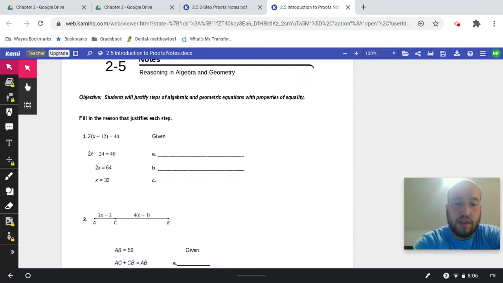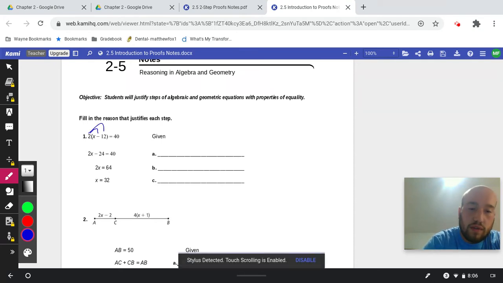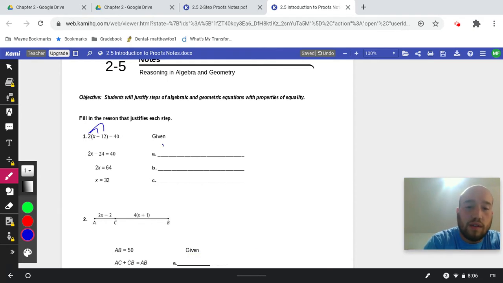So if we take a look here, the structure of this first proof is already filled in. Our statements are already taken care of. We just have to come up with our reasons. As we know, the first reason is always given. We write that problem. So we look here and see how they got to that second line. Hopefully you can see that they brought this 2 in to both of those. 2 times x is 2x. 2 times negative 12 is negative 24. That is what we call distribution. So distribution is what I'll put.